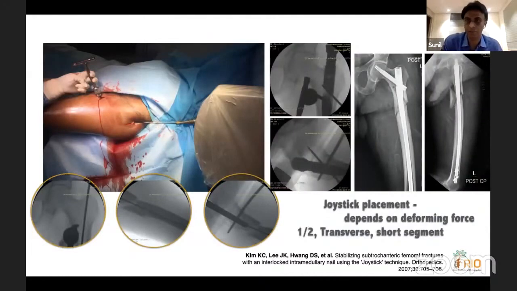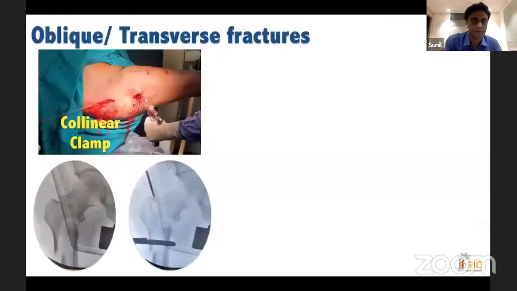So joystick placement, if you want to use them, choose your fracture. It works well in transverse and short oblique fractures. And depending on the deforming force, you may choose to use 1 or 2 joysticks. Mediolateral to control abduction and rotation, and in the AP plane to control flexion.